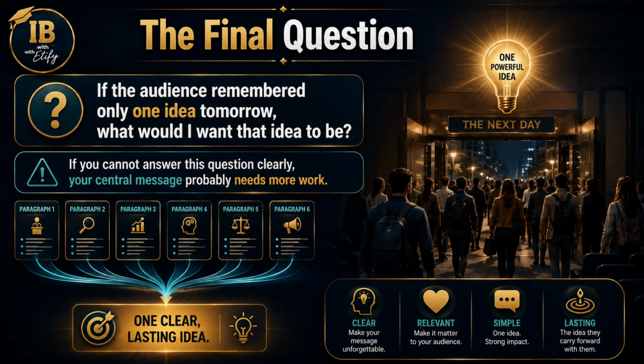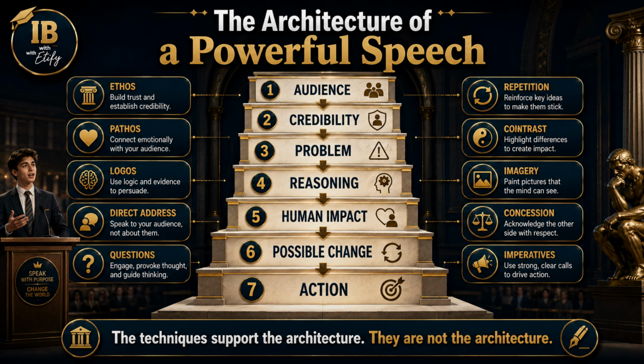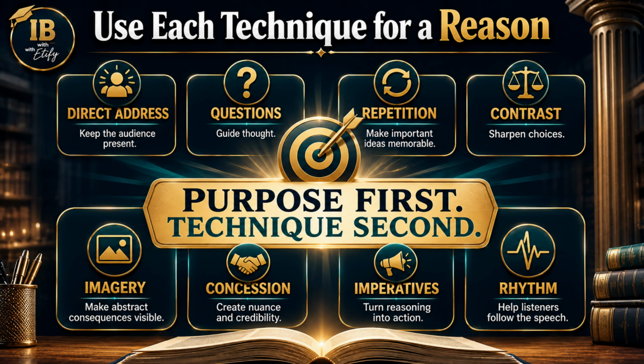That is the central lesson. A strong speech has an architecture: audience, credibility, problem, reasoning, human impact, possible change, and action. Start with the audience. Know why you are speaking. Know what response you want. Build a clear central message, and develop your ideas instead of listing them. Use ethos to establish credibility, pathos to make abstract problems human, and logos to make your reasoning convincing.